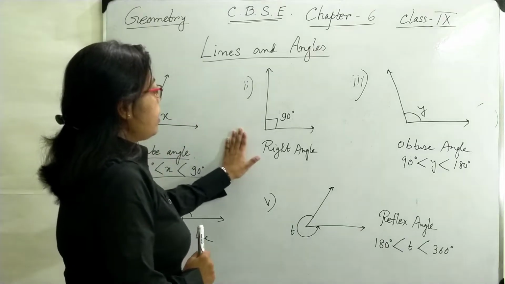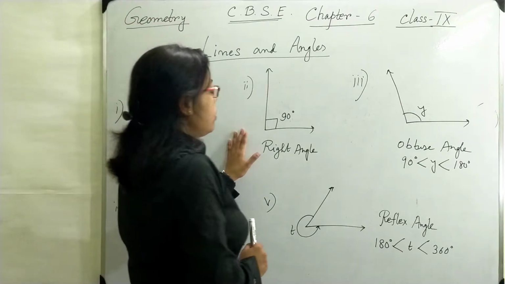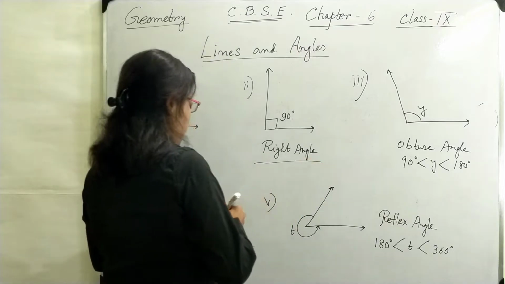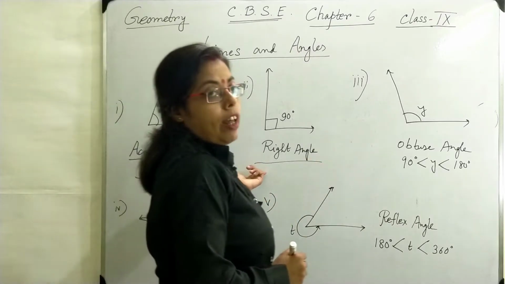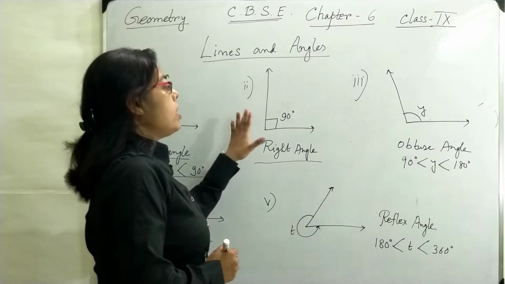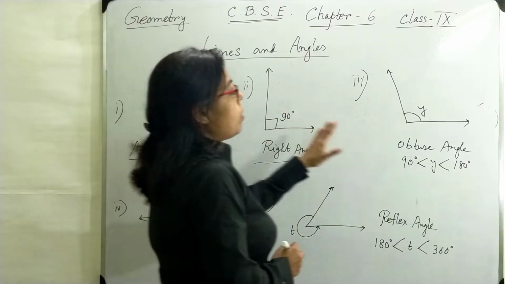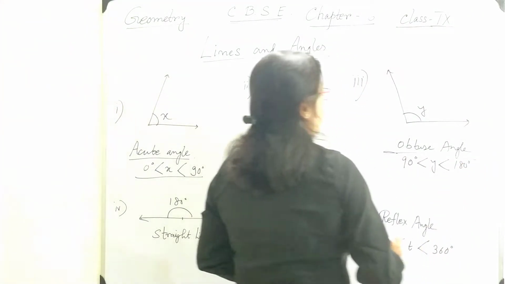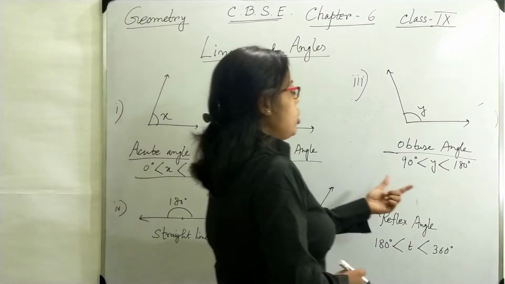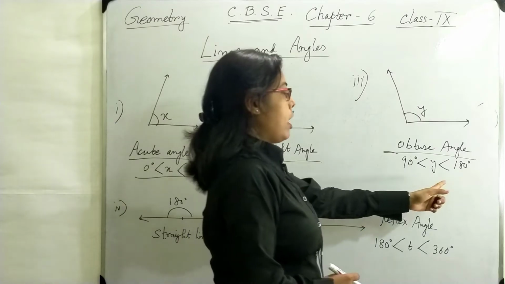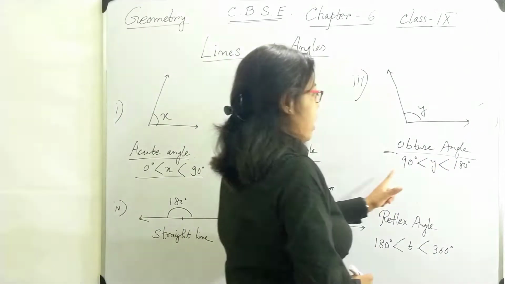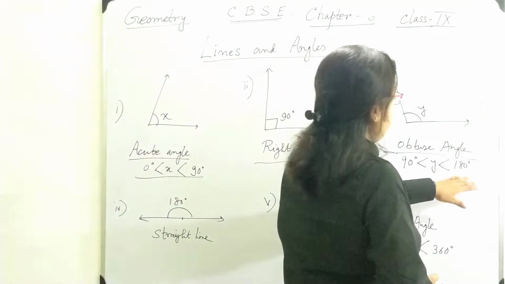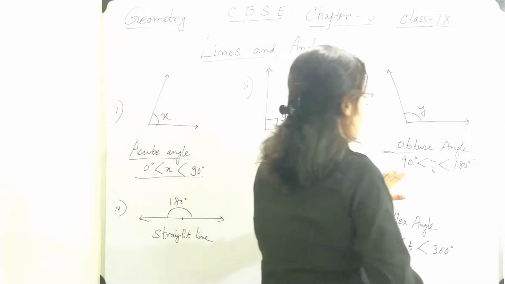Clear? Then comes 90 degree angle. This is right angle. Okay, this is right angle. जो कोई भी right angle होगा उसका value obviously will be 90 degree. And then obtuse angle. What is obtuse angle? Obtuse angle जो होता है उसका value हमेशा 90 से greater होता है और 180 से कम होता है. It must be greater than 90 degree and less than 180 degree. This is the obtuse angle.